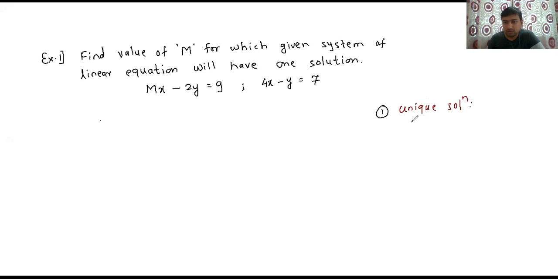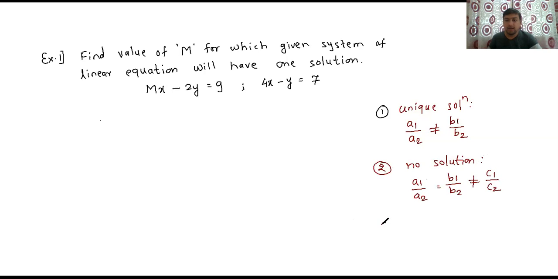When you get a unique solution, when a1 upon a2 is not equal to b1 upon b2. Second, when you get no solution, when a1 upon a2 is equal to b1 upon b2, but it is not equal to c1 upon c2, right? And third, when you get infinite solution or many solution, when a1 upon a2 is equal to b1 upon b2 is equal to c1 upon c2. So this condition we have seen in previous video.